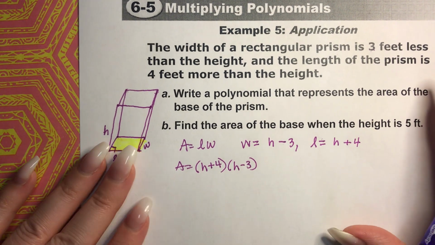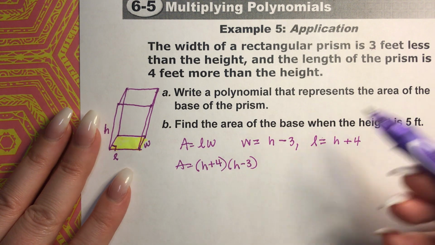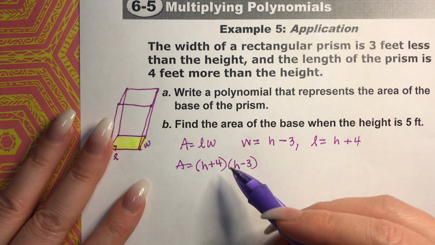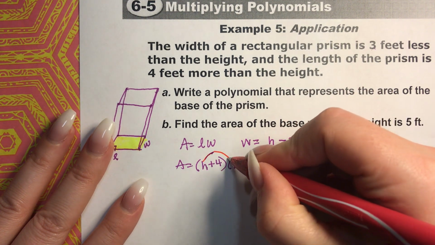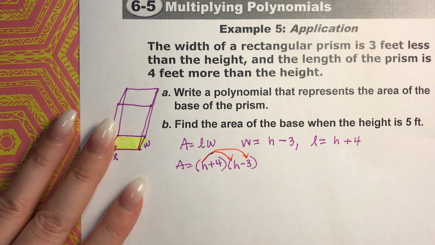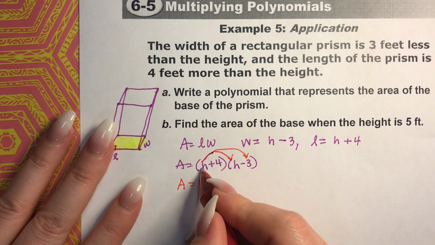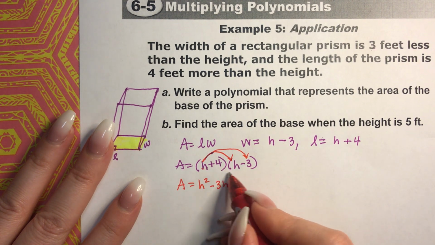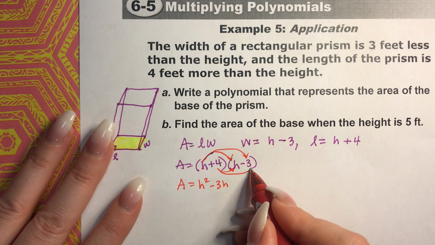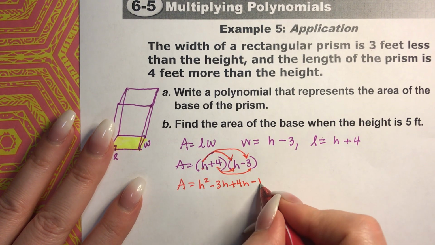Now we can do FOIL or distribute it twice, which is probably what we should do. So we're going to go h times h. We're going to distribute this h, here and here. So we're going to get the area equals h times h, which is h squared, and then h times negative 3, which is negative 3h. And then we're going to do the inside, this 4, distribute it to both here. 4 times h is 4h. 4 times negative 3 is negative 12.